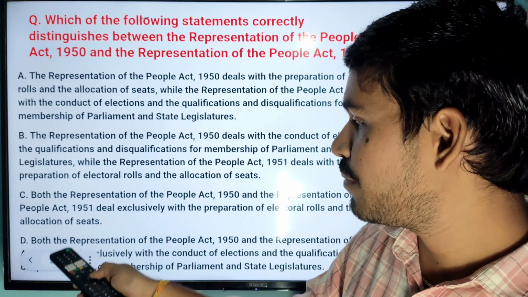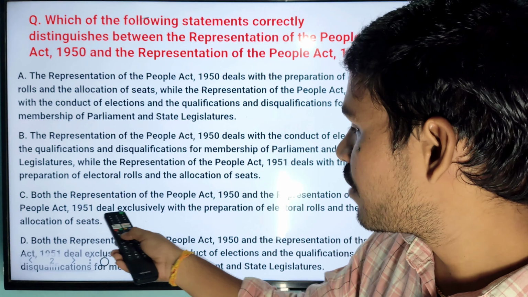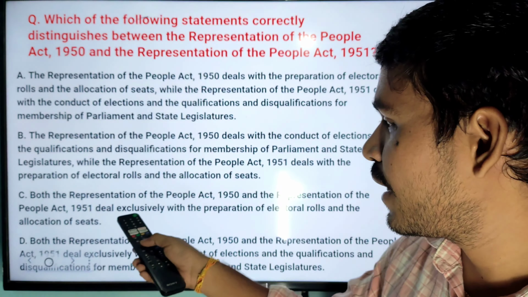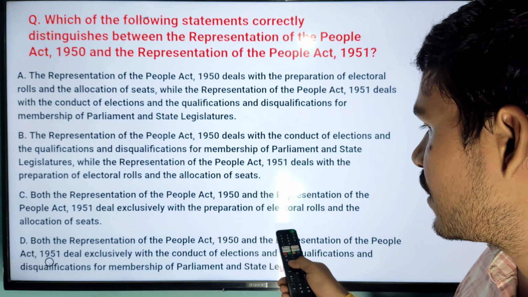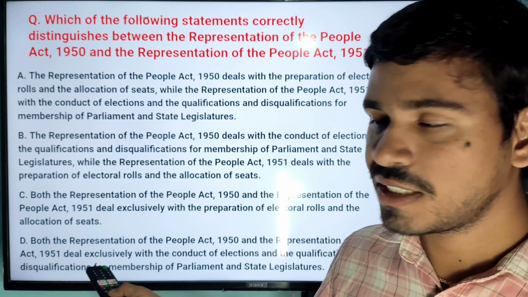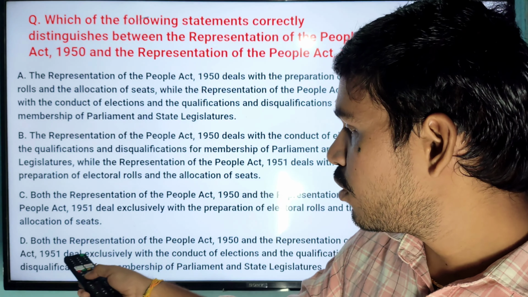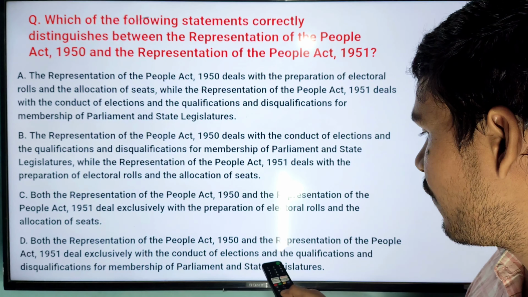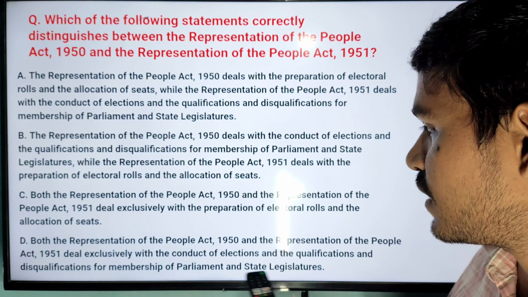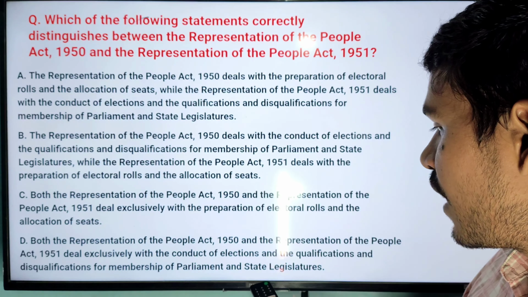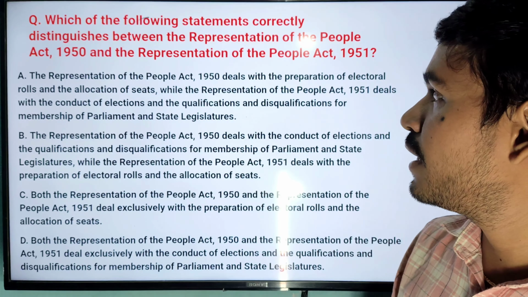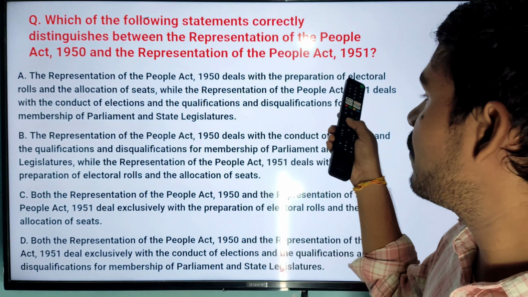Now see statement C. Both the Representation of the People Act 1950 and the Representation of the People Act 1951 deal exclusively with the preparation of electoral rolls and the allocation of seats. Option D. Both the Representation of the People Act 1950 and 51 deal exclusively with the conduct of elections and the qualifications and disqualifications of membership of Parliament and the state legislatures. So we must know the difference between the 1950 Act and the 1951 Act.